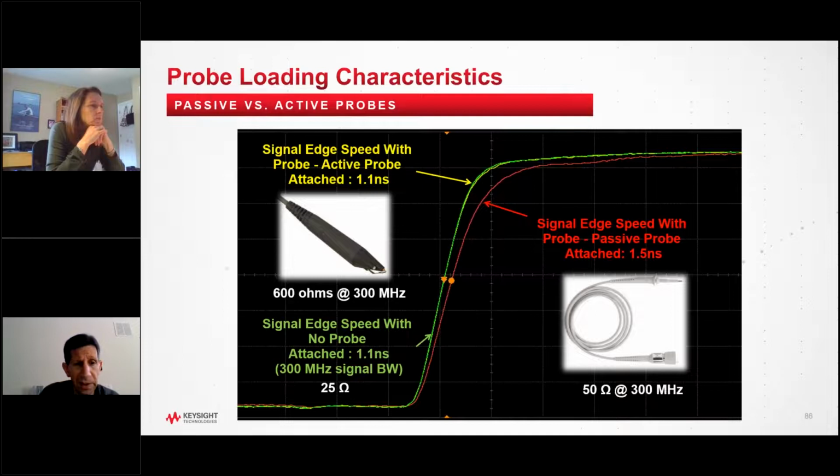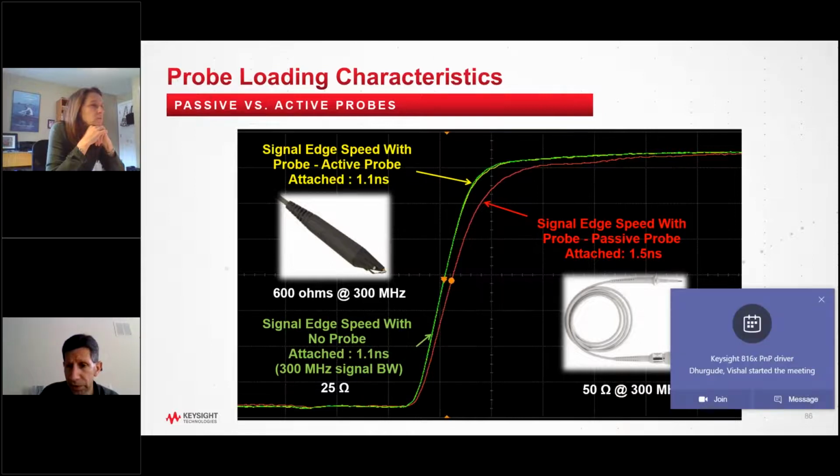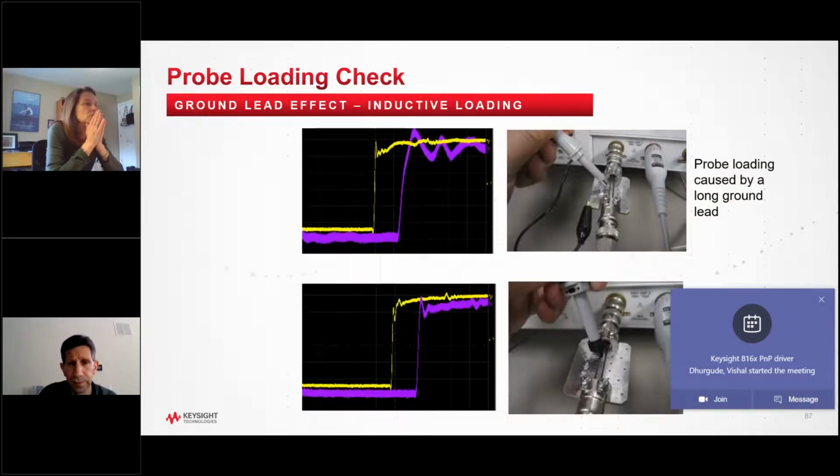All right, so again, the difference at 300 megahertz, the active probe has 600 ohm loading versus the passive probe is down to 50 ohms at 300 megahertz. So you have to look at DC loading versus loading at the frequency that you want to measure.